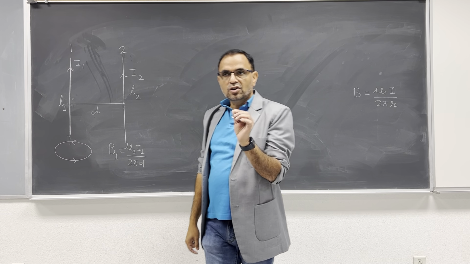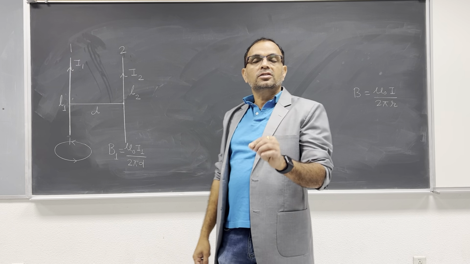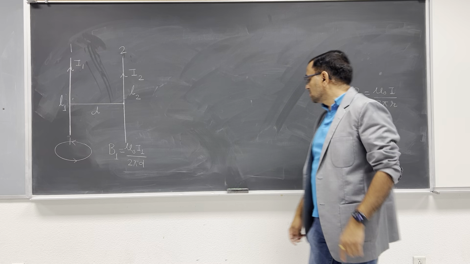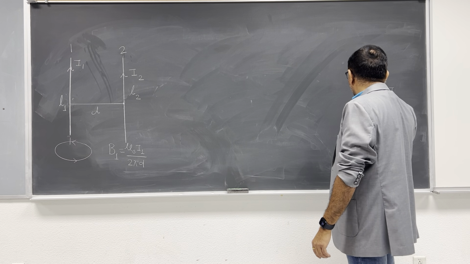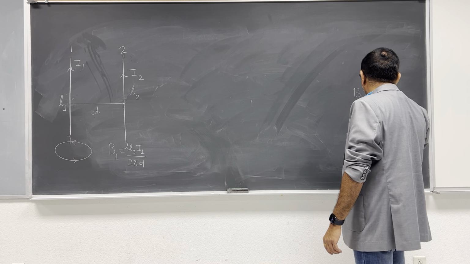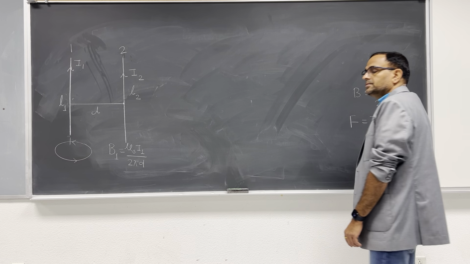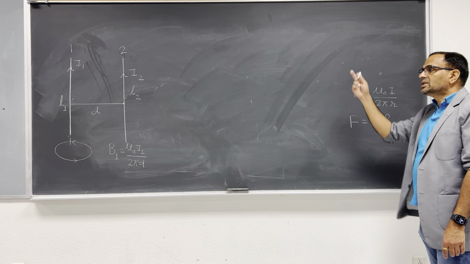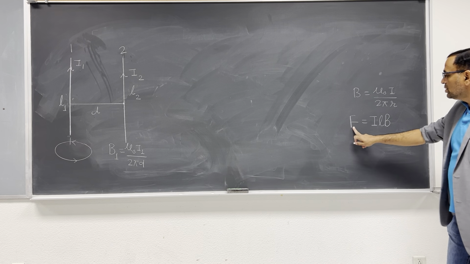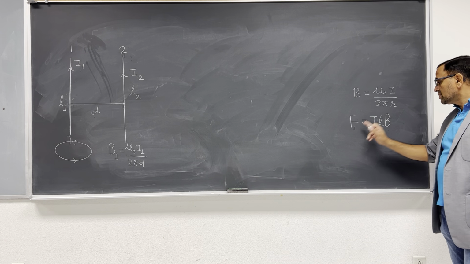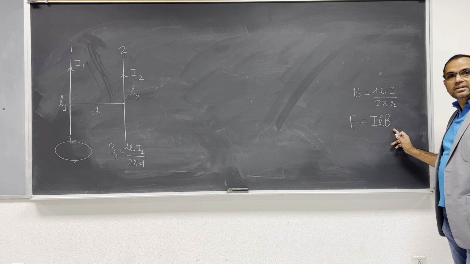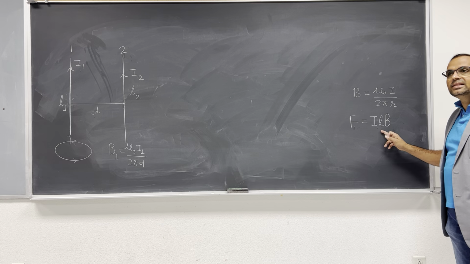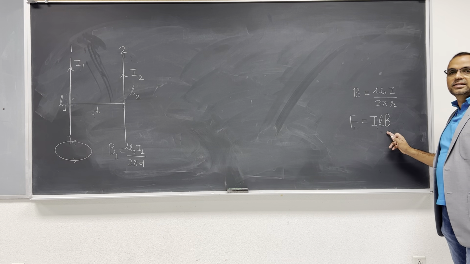And if the current carrying conductor is inside the magnetic field, that current carrying conductor experiences a force, and that force is F equal to I L B, the maximum force, when I keep it perpendicular at 90 degrees. So the force is I L B sine theta, but the maximum is I L B. So this is the formula. This is the force experienced by the current carrying conductor inside the magnetic field.